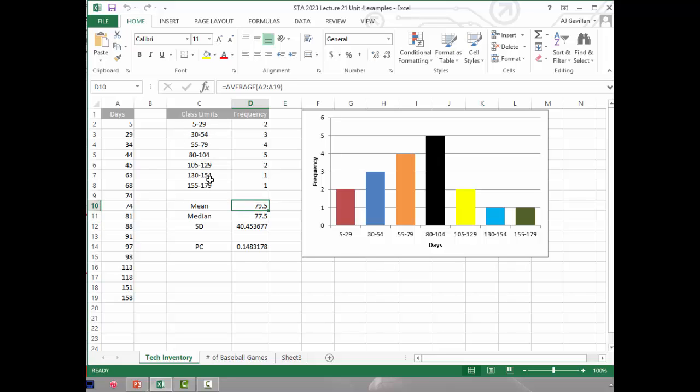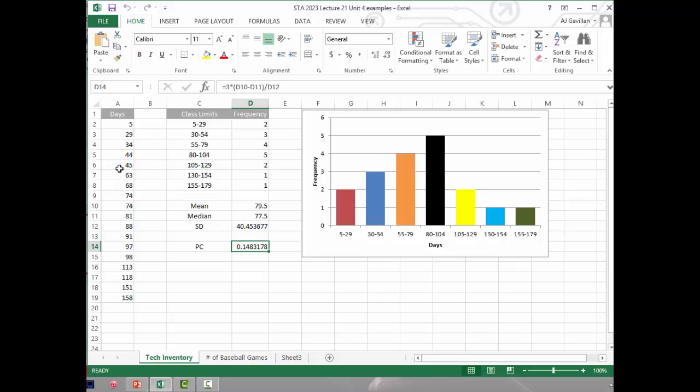I did the class limits. And then I found the frequency. Now, you could have done it this way, or simply just done the average, which is what I did here. So the average of this just turns out to be 79.5. The median is 77.5, with a standard deviation of 40.5. And so my Pearson coefficient, or my PC, is 0.14. So that tells me that this data is in fact approximately normally distributed.